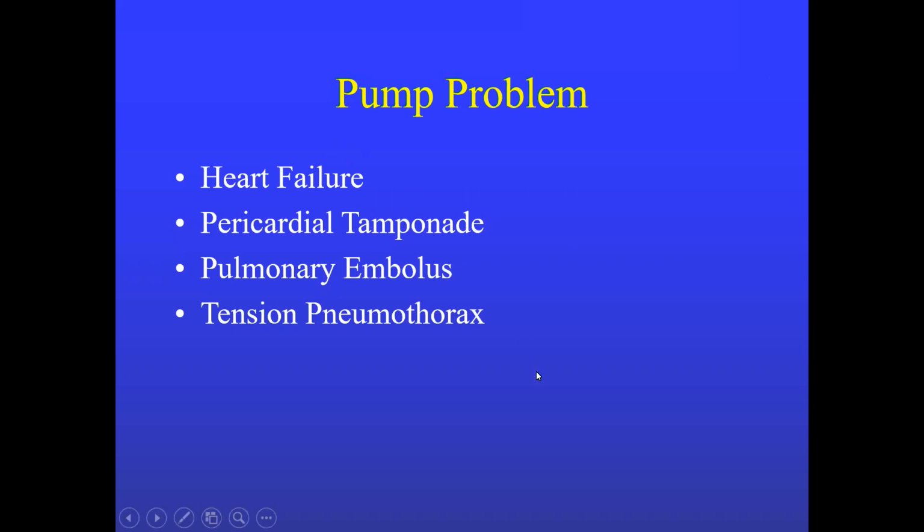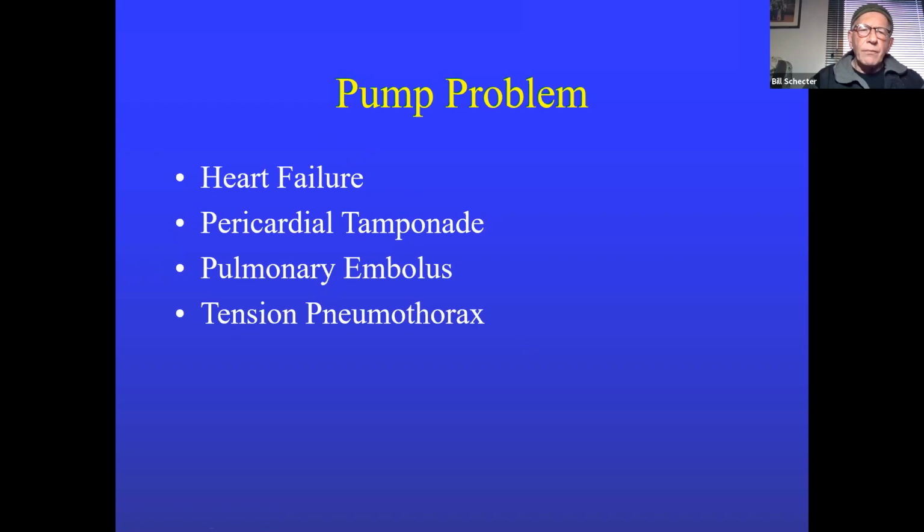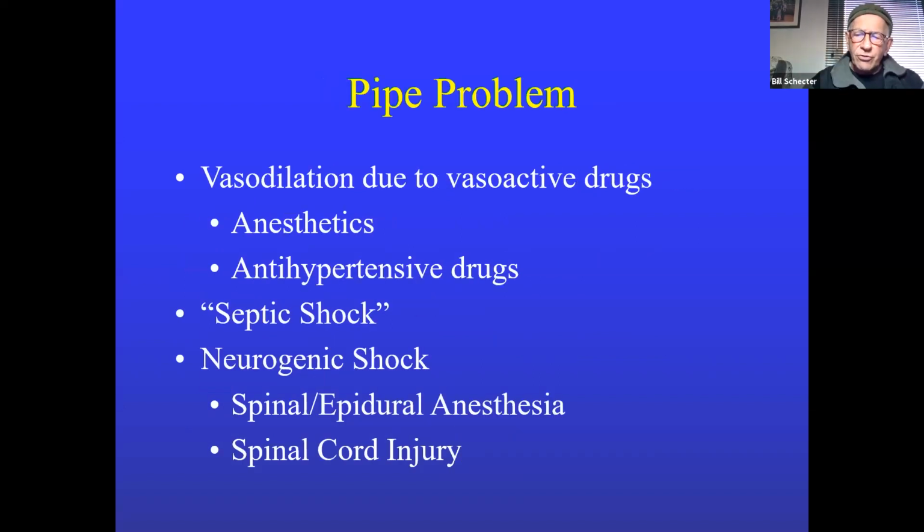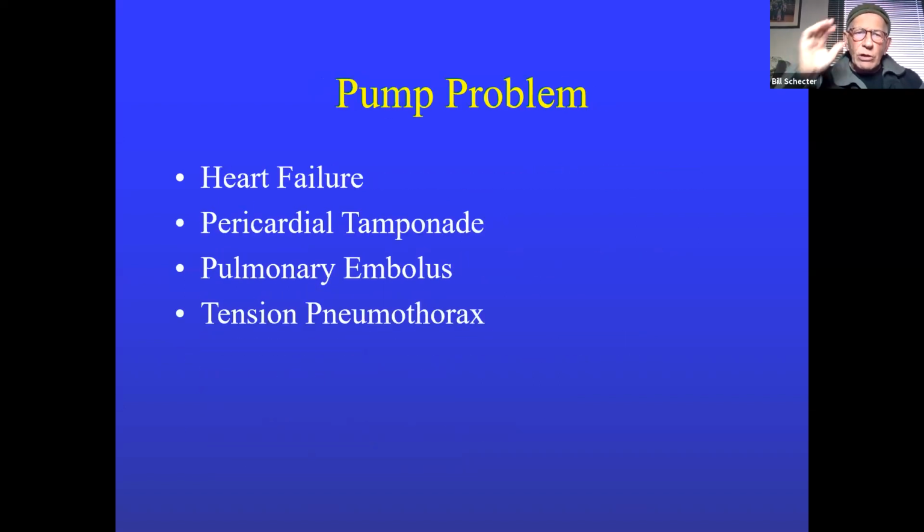So we thought we had a heart problem, okay? And how could we evaluate the heart? We could look at the neck veins. Actually, had we looked at the neck veins earlier, we would have found that they were distended. If the neck veins are distended, that means we've got heart failure, pericardial tamponade, pulmonary embolus, or a tension pneumothorax. Now we know we don't have a tension pneumothorax because we've already put in a chest tube, right?